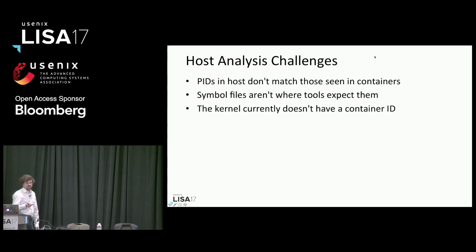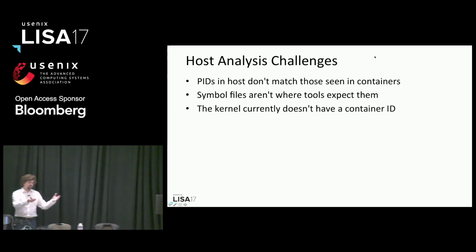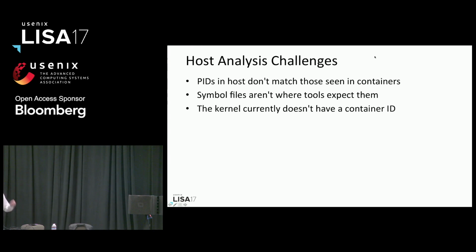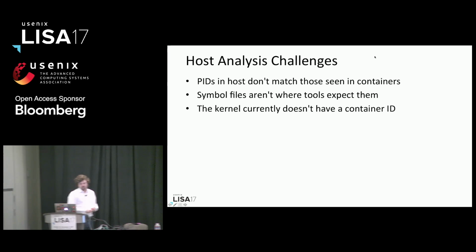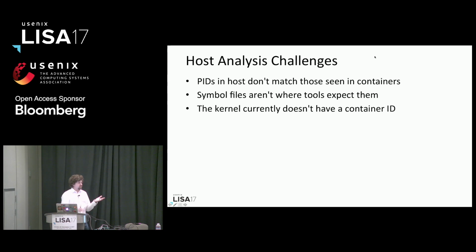Symbol files aren't where tools expect them. So if I use a lot of performance profiling and debugging tools, they will try to read the binary itself to get symbols. It might try to read a supplemental symbol file from /tmp. And for containers, if I'm running the tool from the host, it's looking in the host locations, but they're actually in a different mount namespace, so it can't find them. The kernel also currently doesn't have a container ID, although it has been proposed on LKML, and it was discussed recently again. But that can make it difficult as well.